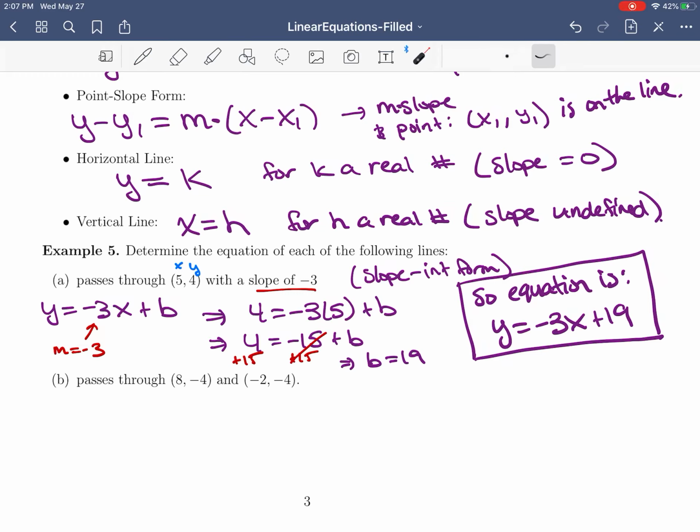You want to remember, if you're using this method, that at the end you write what your equation finally is. So after you find b, you have to then plug it into your initial equation.